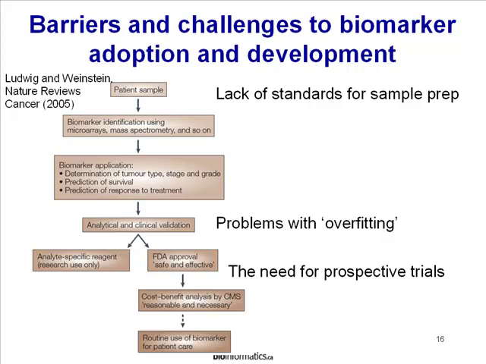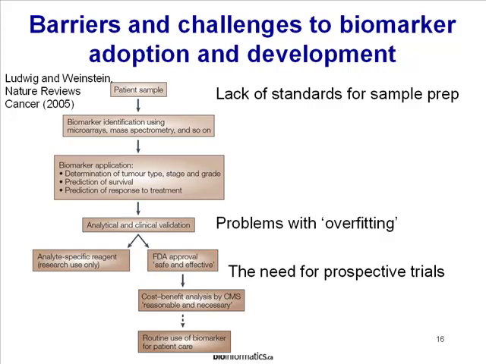We start with a patient sample, and we may have some sort of biomarker identification. Well, the first problem is that one of the reasons for lack of reproducibility is that there's a lack of standards for how you prepare the samples. A lot of these are retrospective studies, where the samples might have been fixed in various different ways when they're originally resected from the patient, so there's a lot of variability in how the samples are prepared.